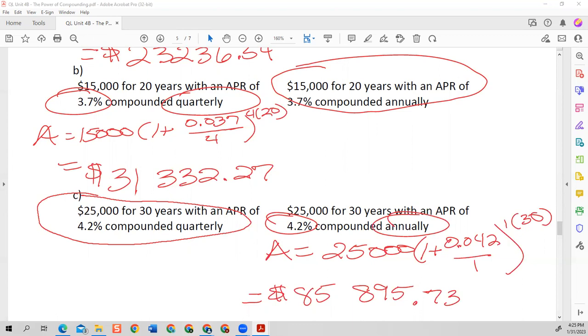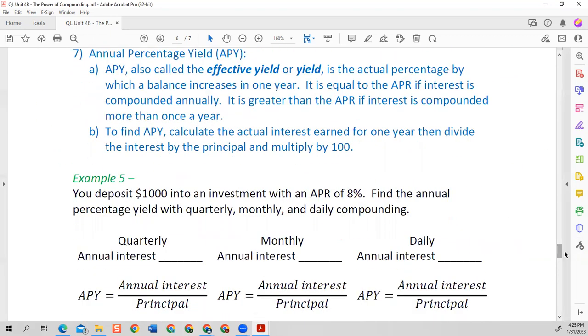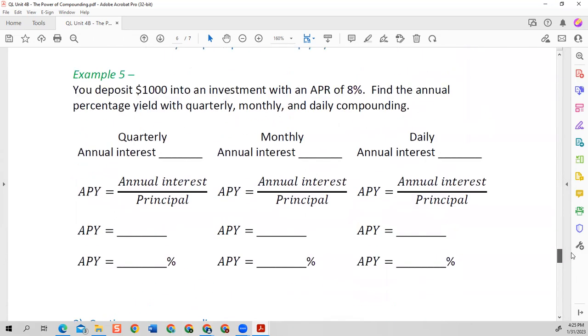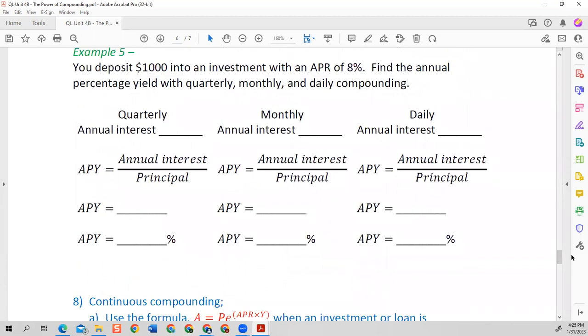Very good. So let's move on. Take a moment to read that. And let's solve for the next one. It says you deposited 1,000 into an investment with an APR of 8%. Find the annual percentage yield with quarterly, monthly, and daily compounding. All right, so let's figure this out. So if I have an annual interest of 8% and our principal is 1,000, let's figure what that would be if we were to do quarterly, monthly, daily, and we're compounding this.